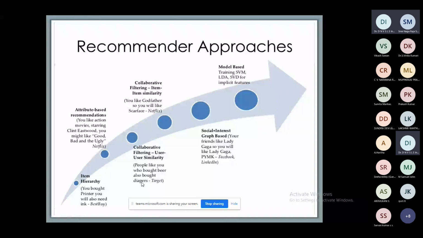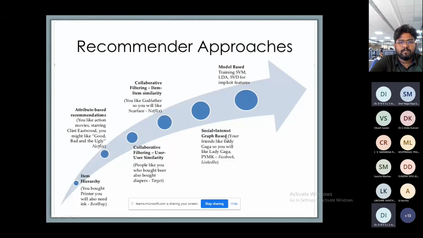Coming to social plus interest graph based: your friends like Lady Gaga, so you will like Lady Gaga. Then model based: training SVM, LDA, SVD for implicit features.